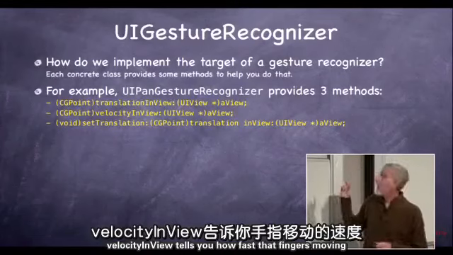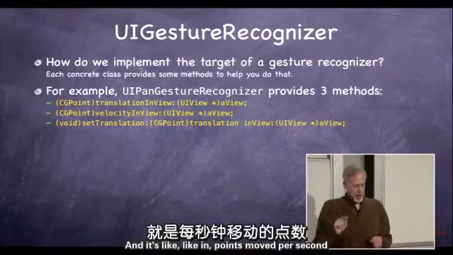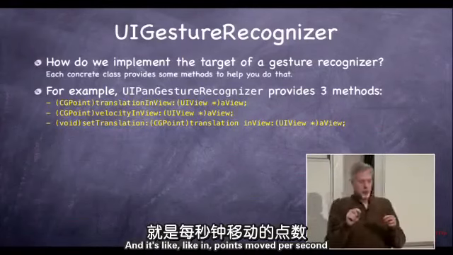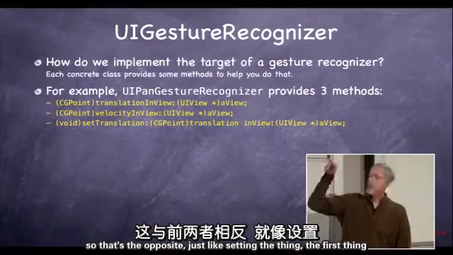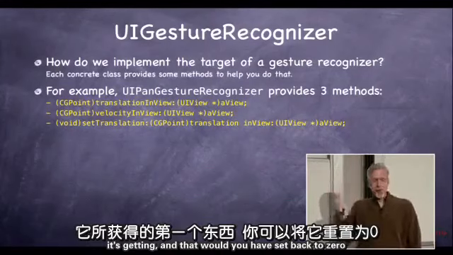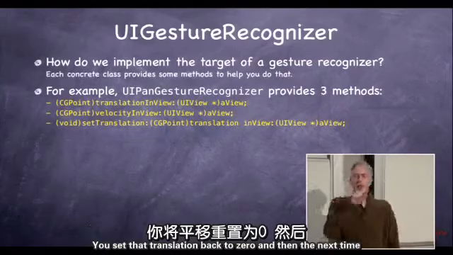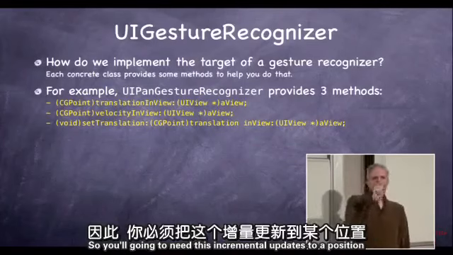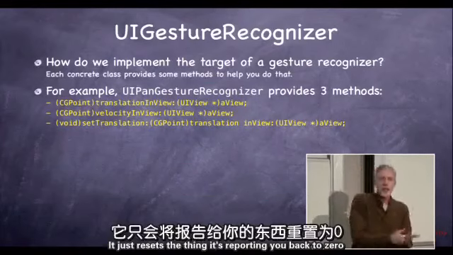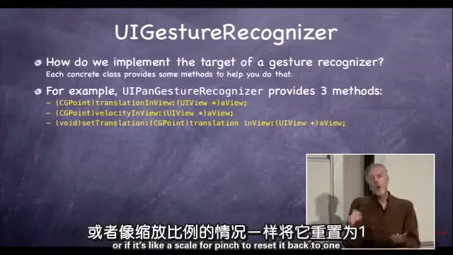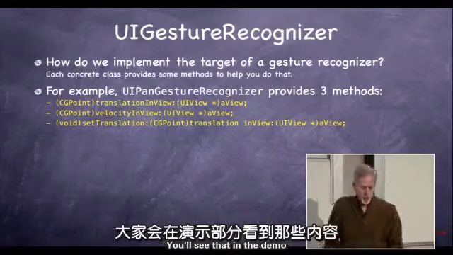Velocity in view tells you how fast that finger's moving. That's instantaneous velocity, in points moved per second. And then you can also set translation in view. That's the opposite of the first thing, which is getting. And that's what you would set back to 0 if you just wanted to keep getting incremental updates. You set that translation back to 0, and the next time you're going to get the difference between 0 and that. So you're going to get these incremental updates to the position. That's a common mechanism with gesture recognizers: you reset the thing it's reporting back to 0, or if it's a scale for a pinch, you reset it back to 1, and then you're going to be getting constantly incremental updates. You'll see that in the demo. It'll make a lot more sense.